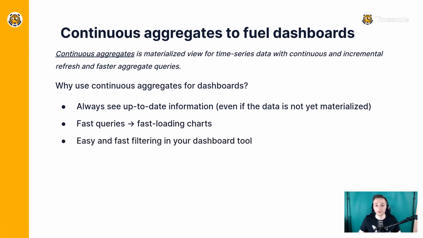Then another thing continuous aggregates allow you to do is easy and fast filtering on the dashboard side, so in your actual dashboarding tool. This is because, as I said, a continuous aggregate is basically a materialized view. In the case of real-time aggregates, some data might come from the actual underlying table. But let's assume that most of the data comes from the actual materialized table, and in that case, that's going to be pretty fast.